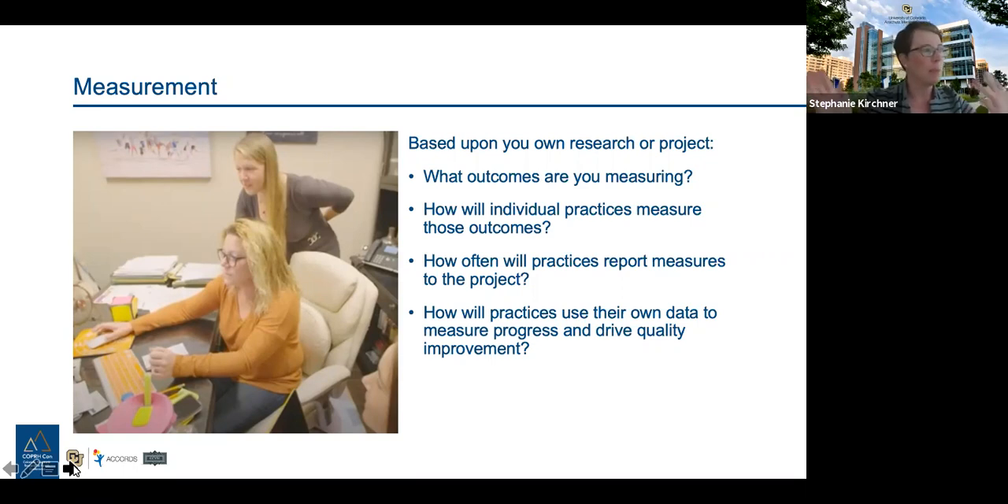And I don't know who said it to me first, somebody very wise, a long time ago, but if you're not measuring it, it's not going to change. It's not going to move. And we don't know what's working and what's not working.